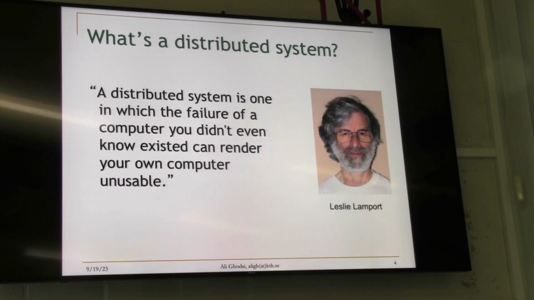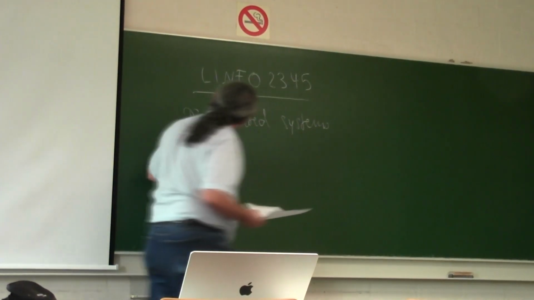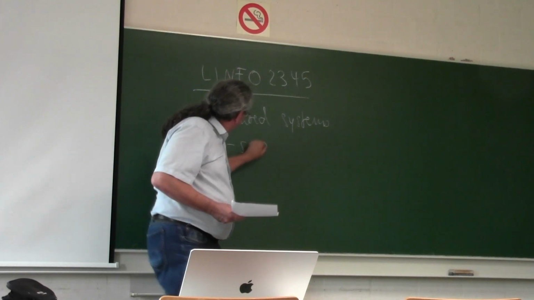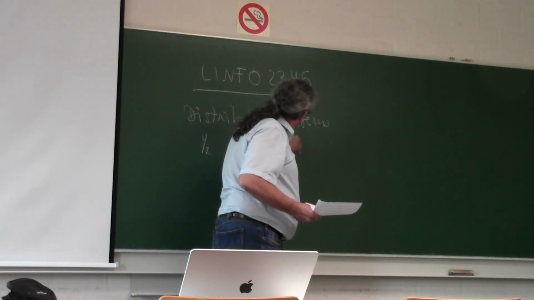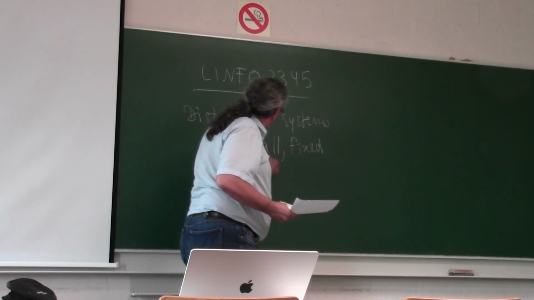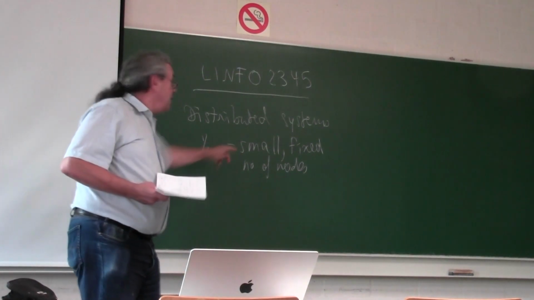So first let me talk about how I'm going to organize the course. This is a course on distributed systems, but there are different kinds of distributed systems. So the first half of the course will be about small systems with a small and fixed number of computing nodes. And all of the basic concepts we will learn here.